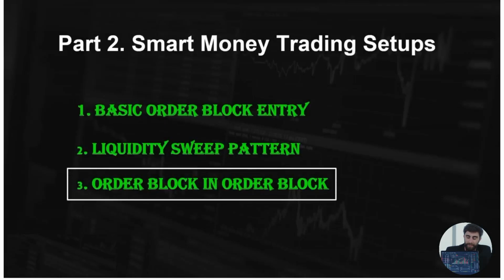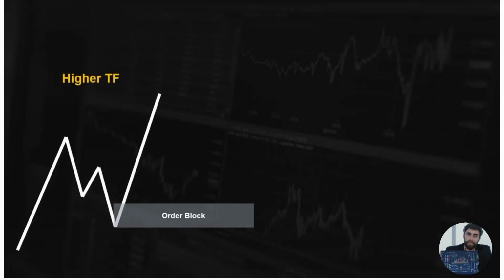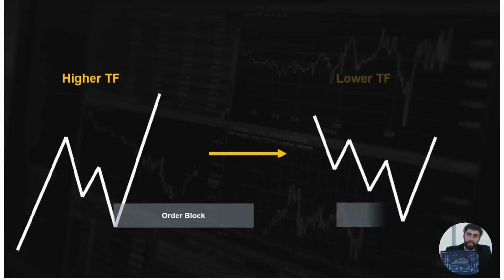The third trading setup is called the order block in order block trading strategy. We use 2 time frames to execute our trades based on this setup. In the first step, we analyze the market direction and structure, then mark our higher time frame order block zone. Next, we wait for the price to return to the order block, zoom into lower time frames, and look for a change of character formation to confirm our entry. If there is no change of character, we do not trade. The change of character indicates that the short-term downtrend is over, and the market may start moving to the upside.